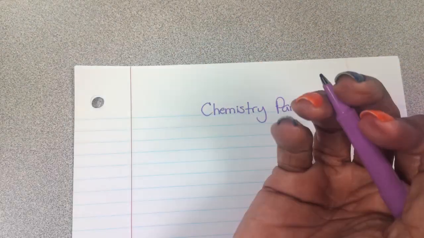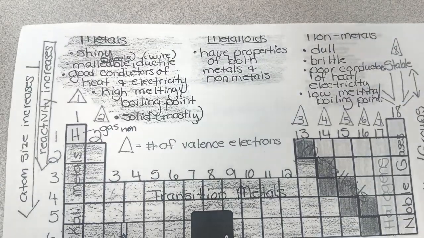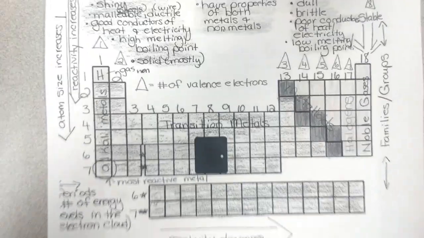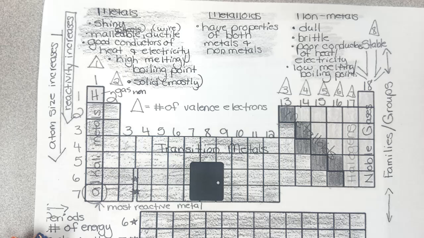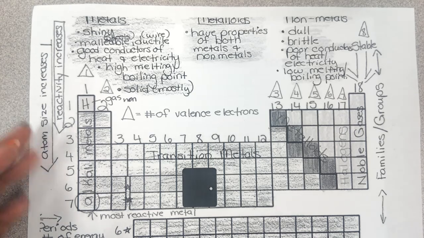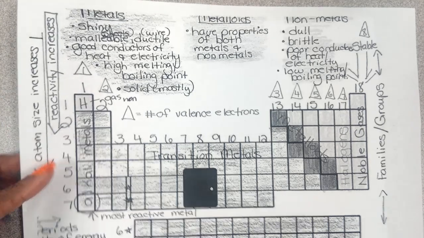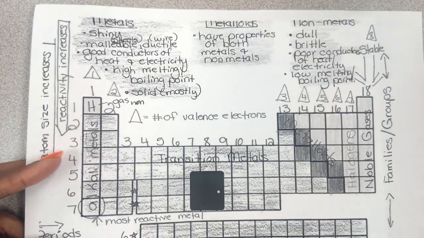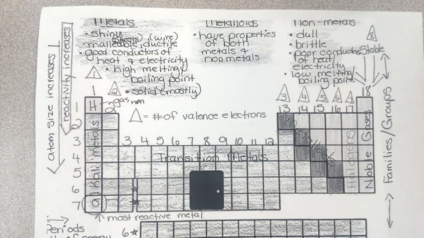We started this unit talking about trends on the periodic table. So we're going to review metals, nonmetals, metalloids, and how the periodic table is organized, and then we'll go into valence electrons and counting atoms. There are 3 types of elements on the periodic table.